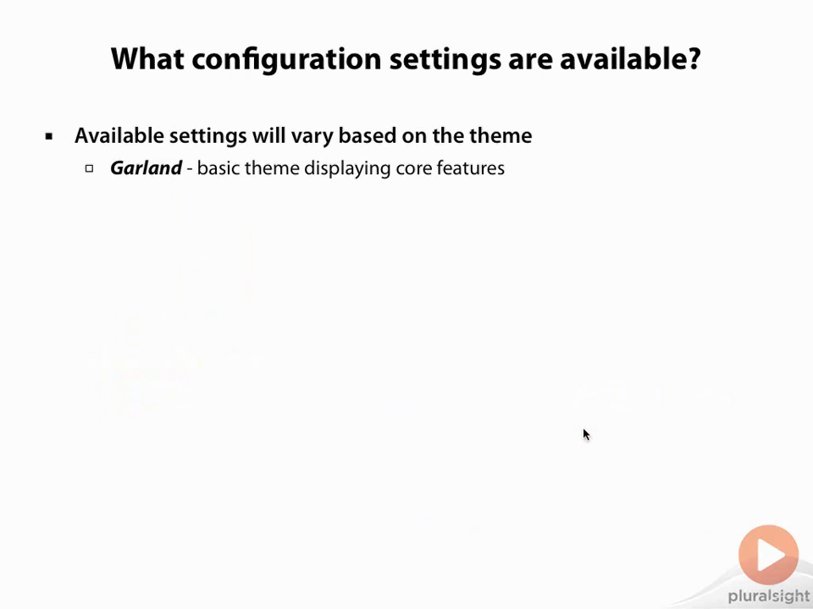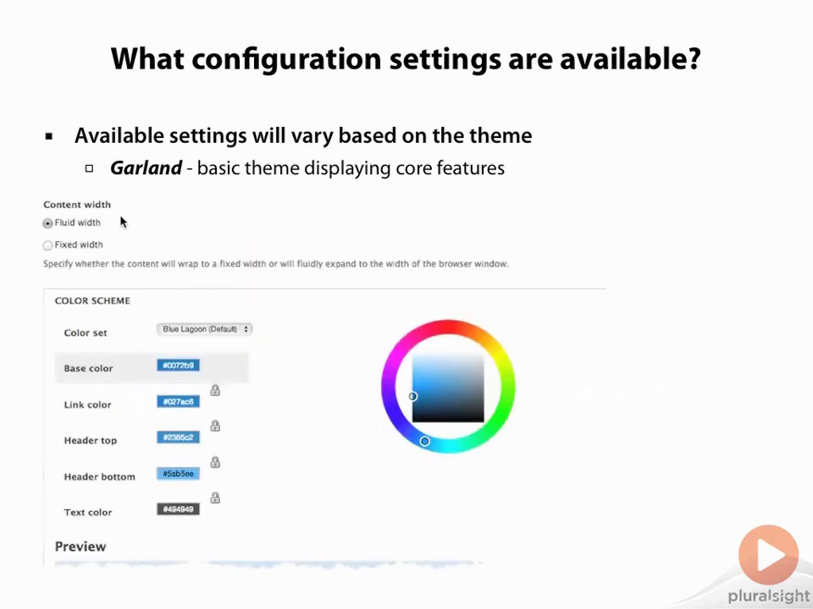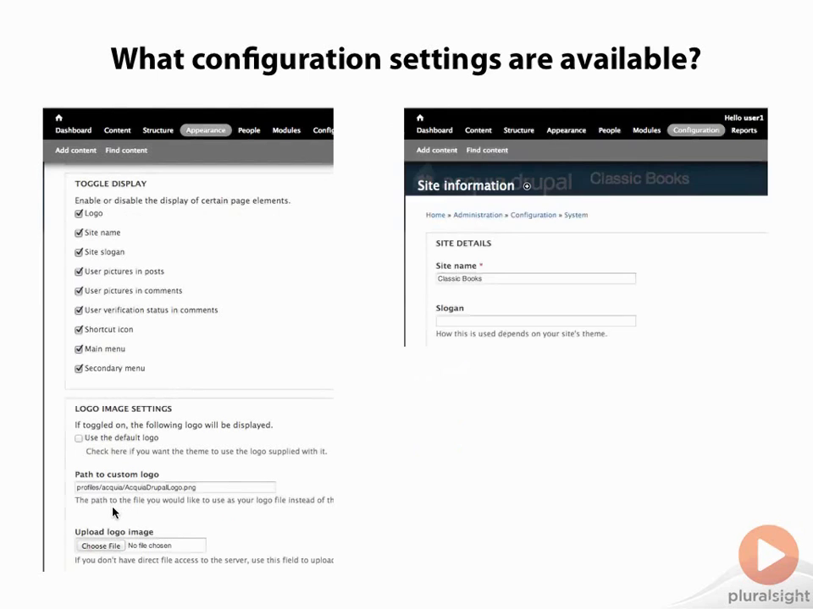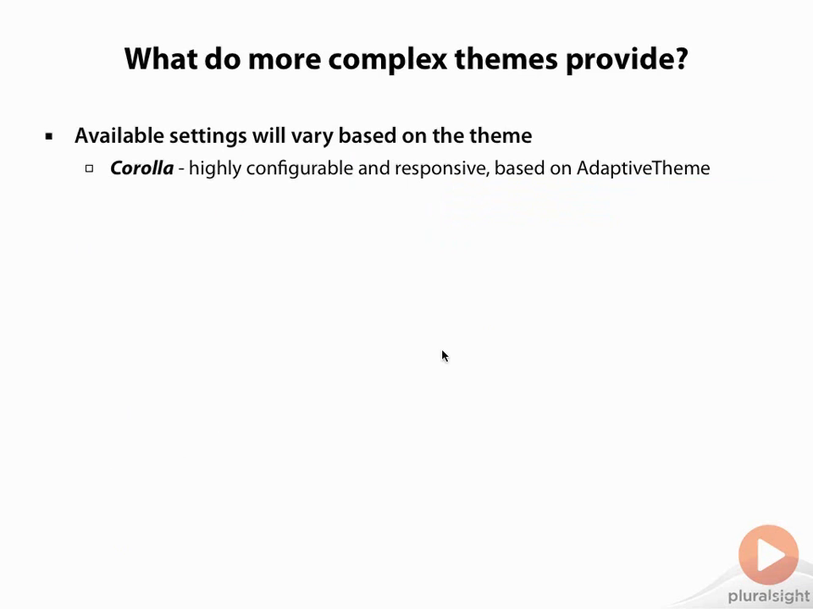Simple themes like Bartik and Garland are going to let you perhaps adjust the width measurement type and set a particular color scheme, which you'd also find would be editable. You'd also be able to configure whether certain page elements should display or not, such as a logo, a site name, a slogan, and other core elements. You could upload a custom image, and so on. You'd also find that certain core configuration settings, like site name and slogan, are also used by the theme. Now, more complex themes will provide additional features.